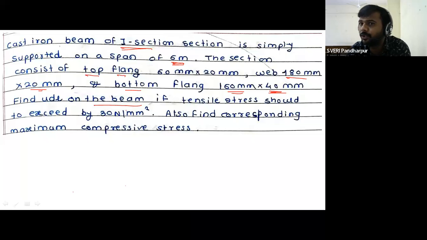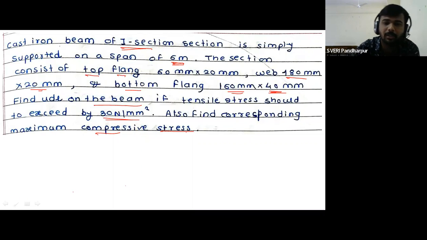Up till now, the value of UDL was given to us as 20 kilonewton per meter, 10 kilonewton per meter, but here they have asked to find the UDL on the beam if tensile stress should not exceed 30 Newton per mm square. Also find the corresponding maximum compressive stress. So this is the statement in front of you. What is the difference between this statement and the previous statement?